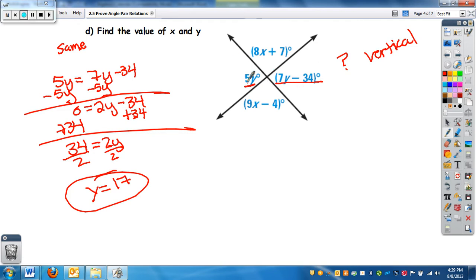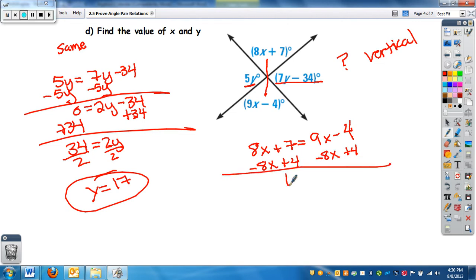There's kind of a couple ways. I could plug in for y and get actual angle measurements and figure out what this would equal. Or I notice I have another pair of vertical angles and I can set the two equal to each other. And because you have all been through algebra, we're going to do two steps at once. You can do step by step. You can fast track it. So this is 11. 9x minus here is x. So x is 11 and y is 17.